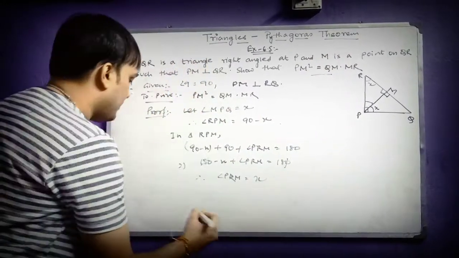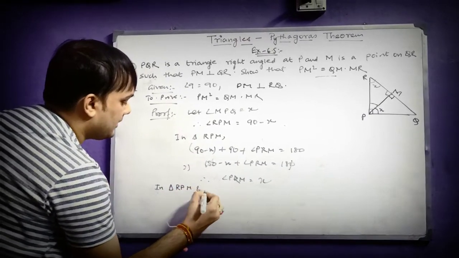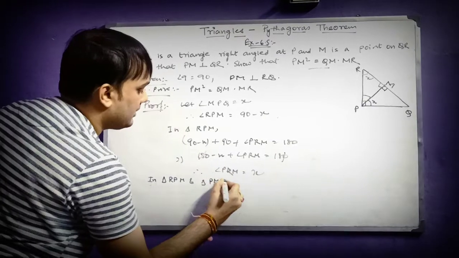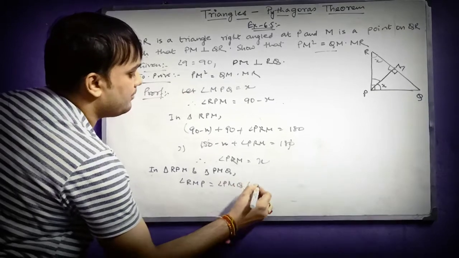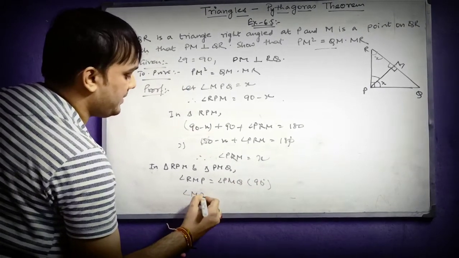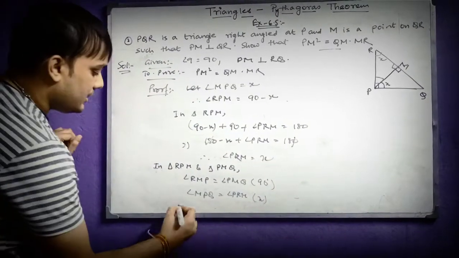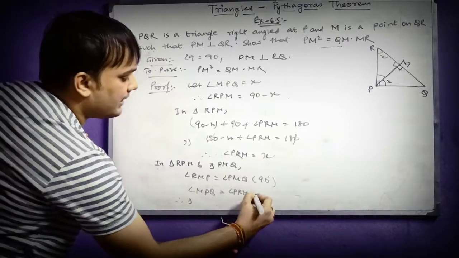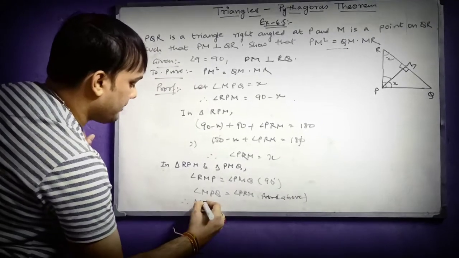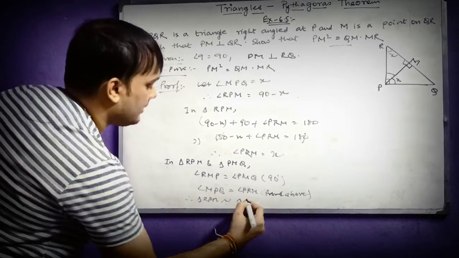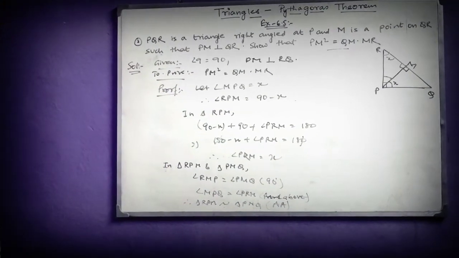So now we'll prove this in triangle RPM and triangle PMQ. You can see angle RMP is equal to angle PMQ. Both are 90 degrees. Angle MPQ is equal to angle PRM, because both are x only. Okay. So you can write proved above. Triangle RPM is similar to triangle PMQ by angle statement.